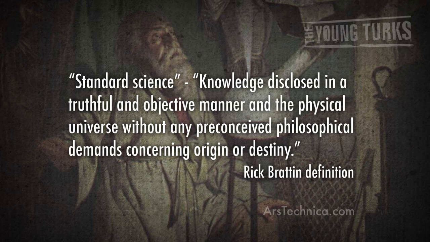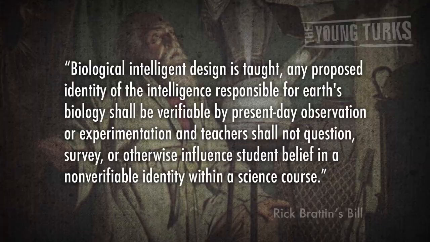I keep going. Yeah, so the third definition we've got for you, this is standard science, which he defines as knowledge disclosed in a truthful and objective manner and the physical universe without any preconceived philosophical demands concerning origin or destiny. Now, why does he talk about origin and destiny here? Here's why. He goes on, and this is actually in the bill. It says, biological intelligent design is taught, if it's taught, any proposed identity of the intelligence responsible for Earth's biology shall be verifiable by present-day observation or experimentation, and teachers shall not question, survey, or otherwise influence student belief in a non-verifiable identity within a science course.